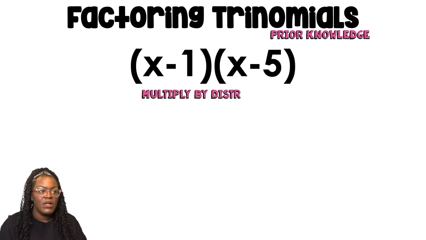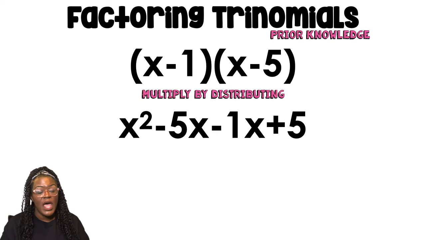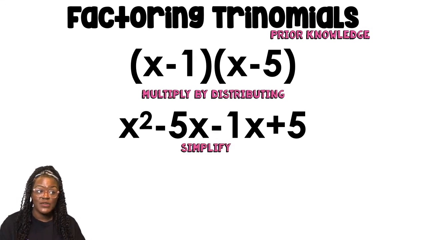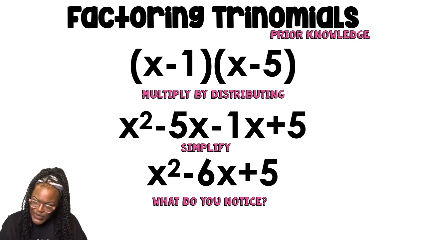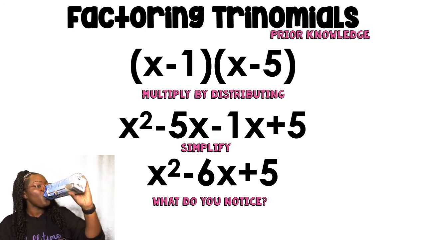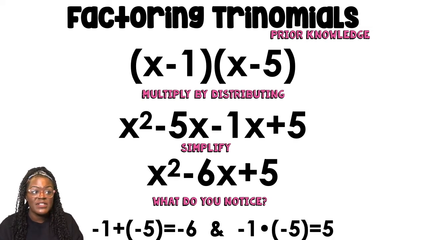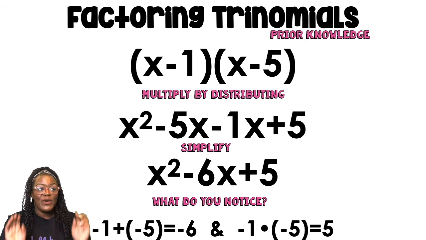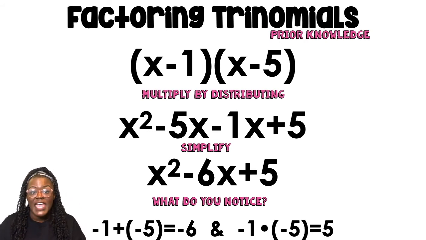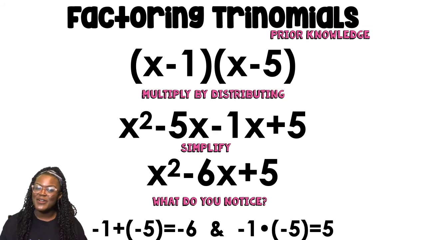Let's do it again. Multiply by distributing. X squared minus 5x minus 1x plus 5. Simplify by combining like terms. X squared minus 6x plus 5. What do you notice? Same thing, right? When I add those two numbers from my problem, I get the middle number. When I multiply those two numbers, I get the last number. This little fun fact is what's going to help us go backwards. So I'm going to give you x squared minus 6x plus 5, and I'm going to ask you to factor it. So put it into those two groups of parentheses. That's what we're doing today.